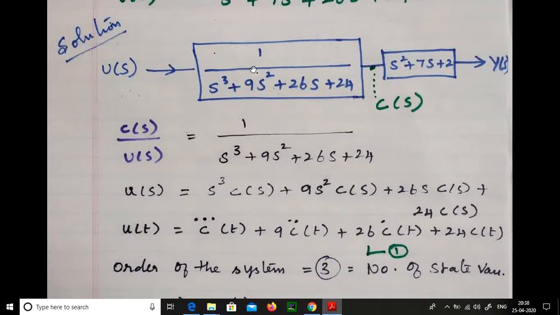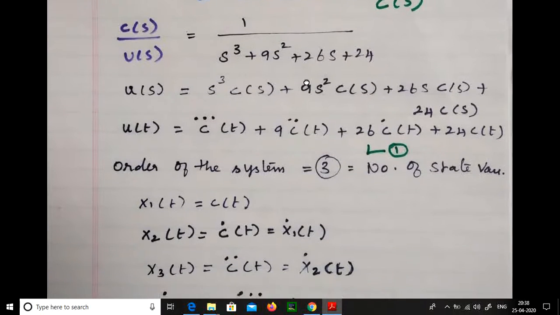In the first block, for the in-between branch, I will consider the output as C of s. So for this block the output is C of s, the input is U of s. Output by input is the transfer function of this block. C of s by U of s is 1 by s cube plus 9s square plus 26s plus 24.